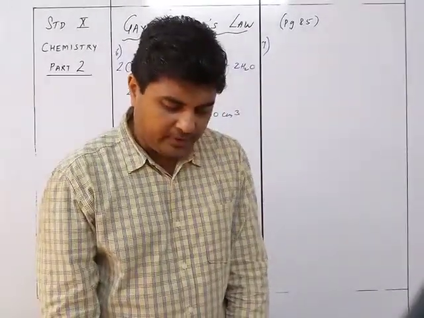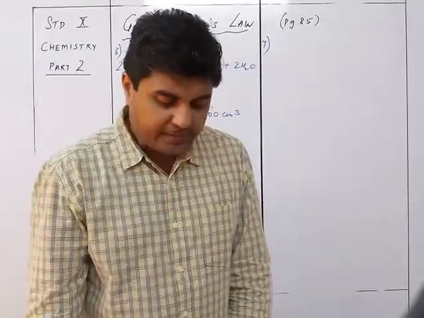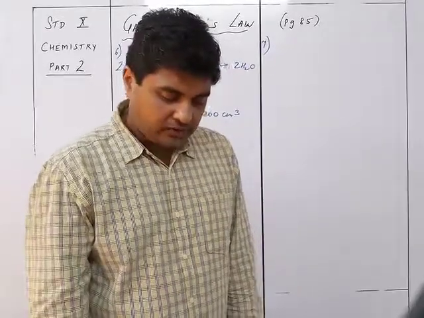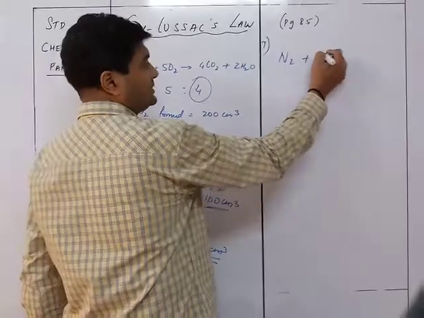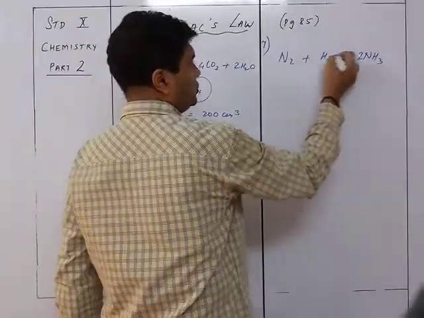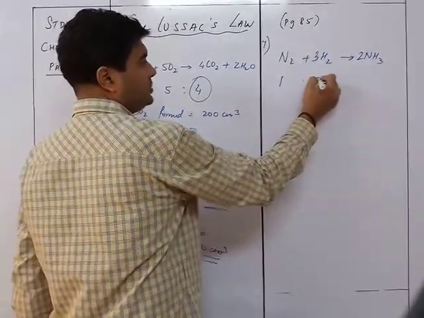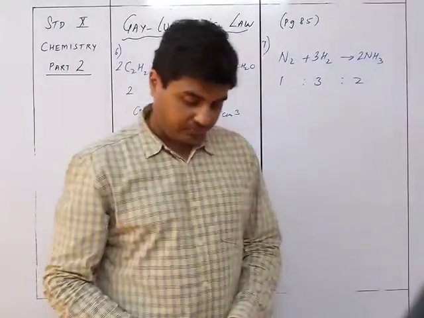Ammonia is formed from the reactants nitrogen and hydrogen in the presence of a catalyst under suitable conditions. So that's the simple reaction. N2 plus H2 giving me NH3. So 2, 3, this is the reaction. So 1:3:2 is the reacting ratio.